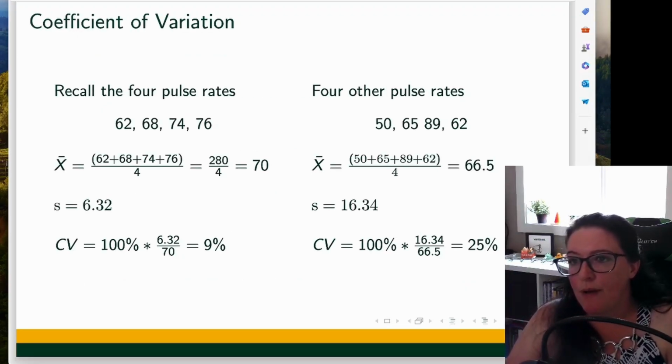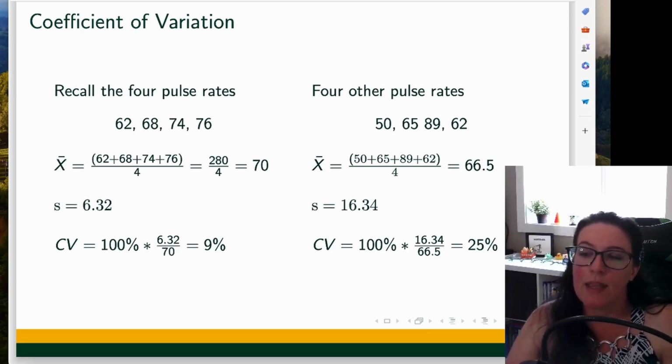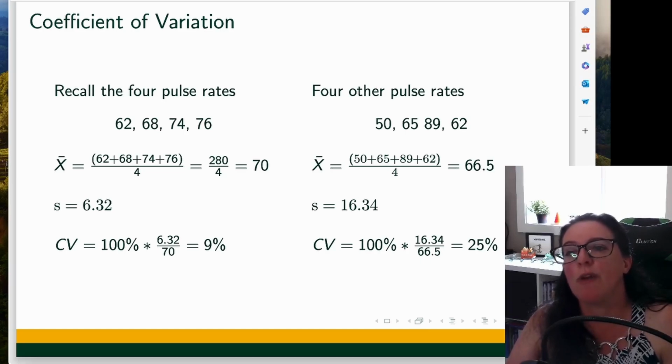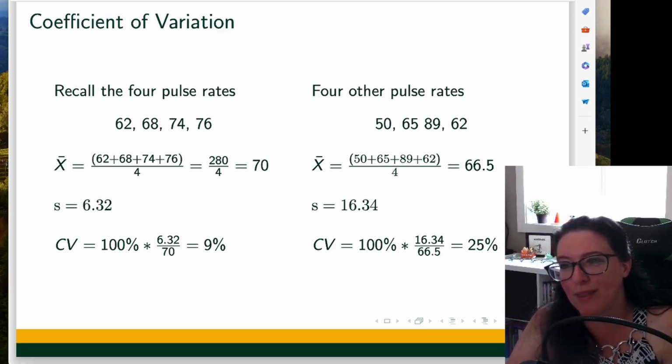An example of the coefficient of variation is this example here. So let's say we have 4 pulse rates, 62, 68, 74, and 76. The average is going to be 70. The standard deviation, if we look at how far each point is from that average, square it, divide by n minus 1, take the square root, we get a standard deviation of 6.32.